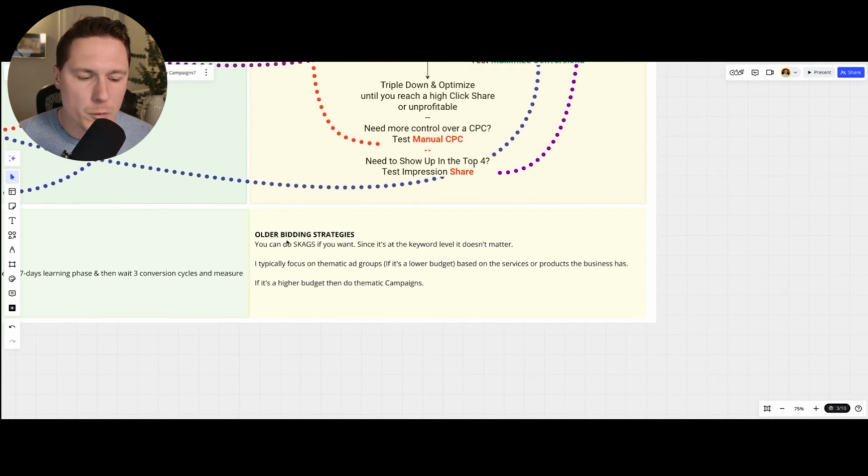Now, with older bidding strategies and the structure, you can literally do SKAGs, which is single keyword ad groups, if you want. And the ability to maintain that level of control is really powerful, but you have to monitor those exact match close variants because the intent is all over the board and you can waste a lot of money that way. So make sure you have your exclusions in place, preferably before the campaign launches. But if you have to, after the campaign's launched, add them in, then do that.